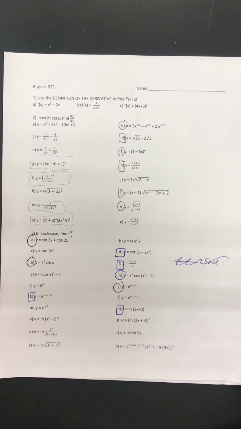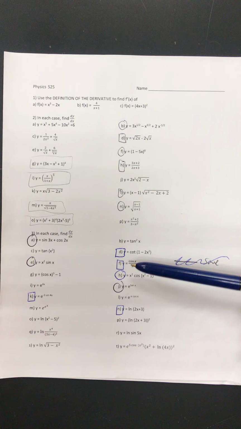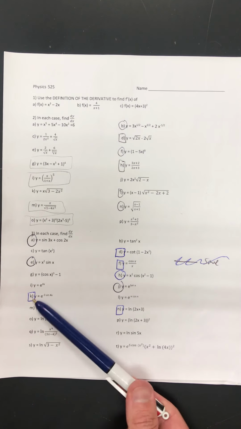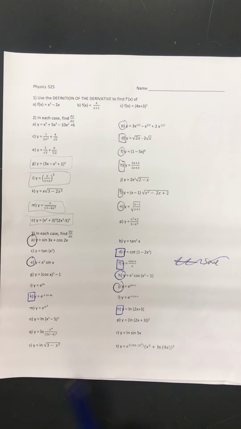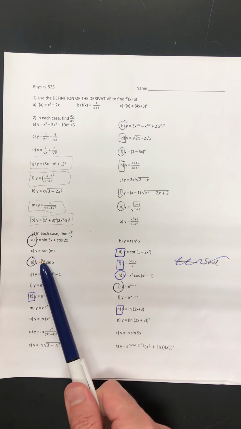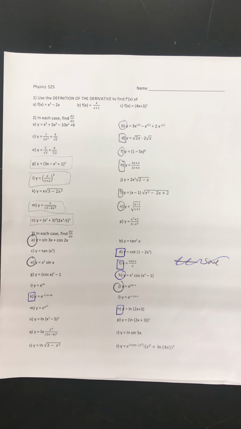So we're going to be doing derivatives of transcendental functions. For homework, you are going to have four problems to do. You'll have D, F, K, and N. But in this video, I'm going to go over A, E, H, and J, so you have additional samples to see. So here we go.